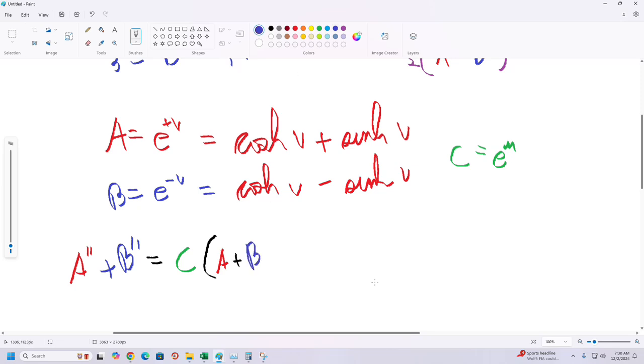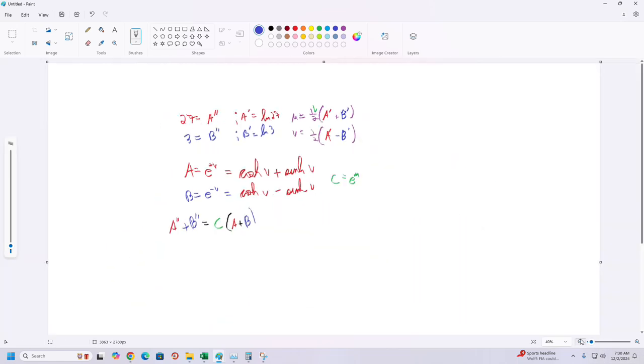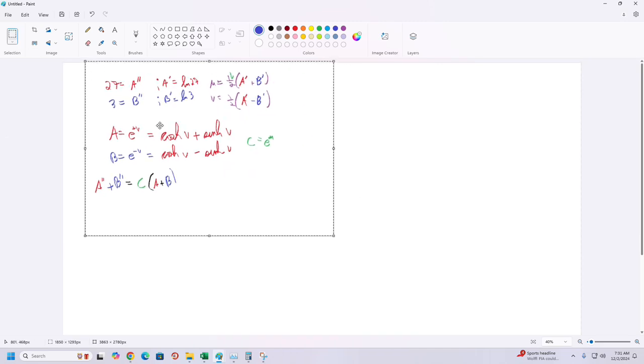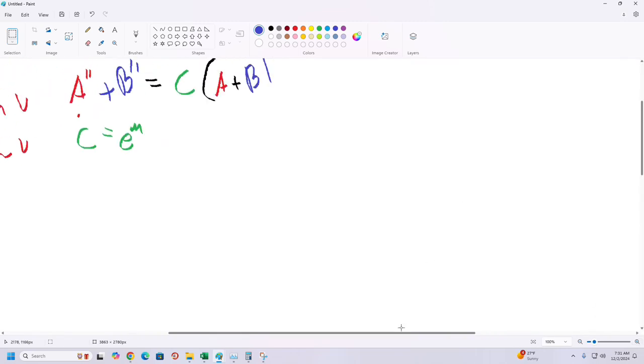Nine times 3 plus 1/3. Okay, well, from this, can we figure out what A plus B is? Well, of course. I'm going to add cosh V plus sinh V to cosh V minus sinh V. And guess what? I get 2 cosh V.